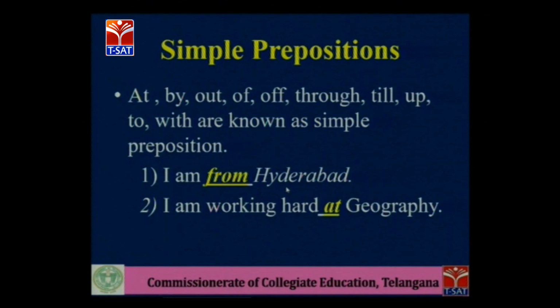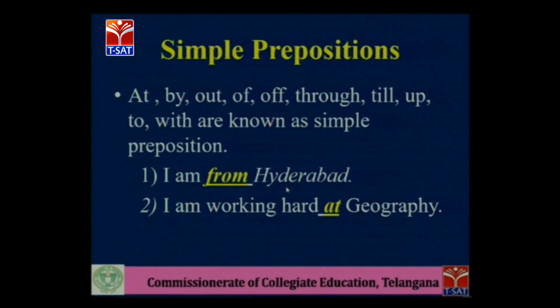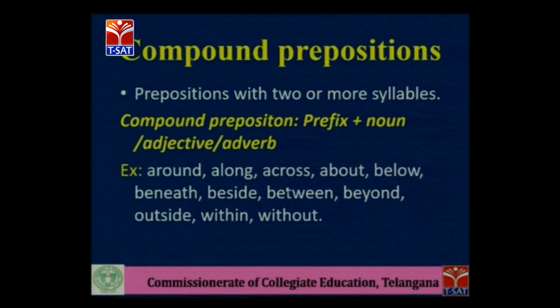And what is a simple preposition? Simple prepositions usually have a single syllable, and the examples of simple prepositions can be at, by, out, of, through, till, up, to, etc. In this sentence, I am from Hyderabad, from is a simple preposition. And what is a compound preposition? As discussed, compound prepositions usually have 2 or more syllables. They contain a prefix, noun or adjective or adverb. Some examples for compound prepositions are beside, between, beyond, along, across, etc.